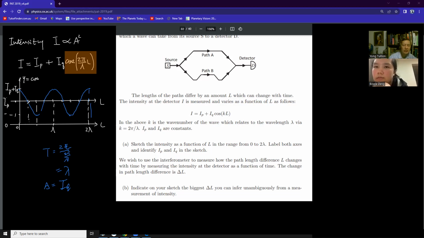And now label both the second one. Changes path length.